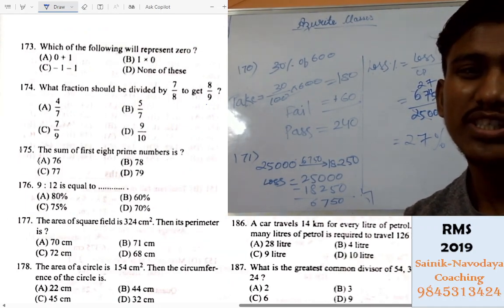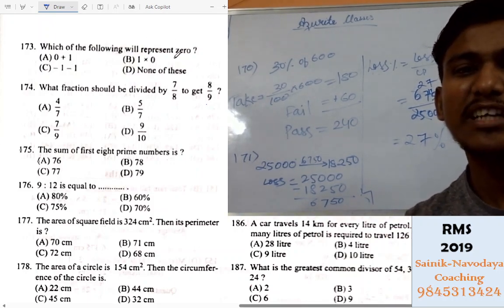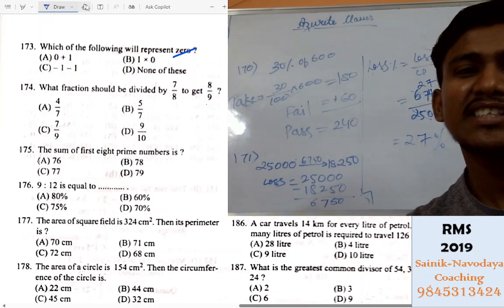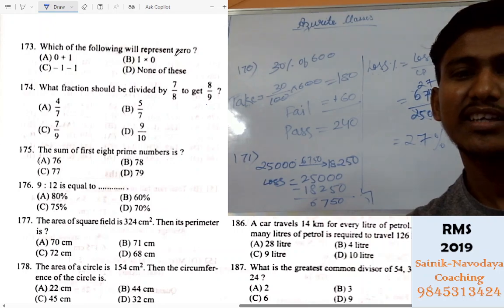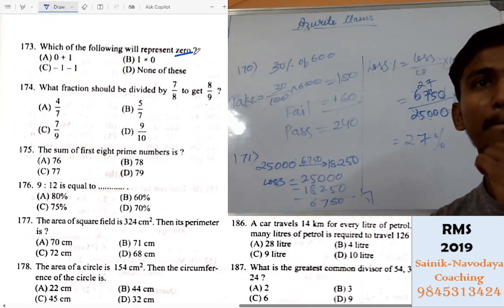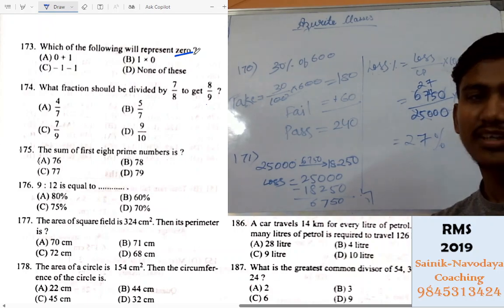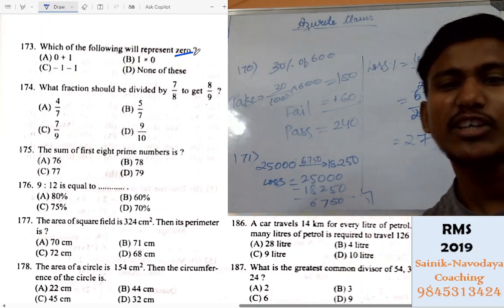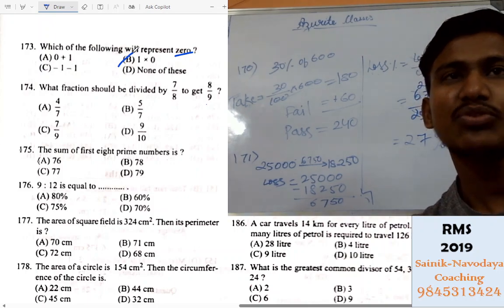So next question 173, right? Which of the following represents 0? So what answer will give 0? We have to see it, right? So if you see, option B, what will be the answer? Yes, 1 into 0 is 0. So that is why answer is option B.